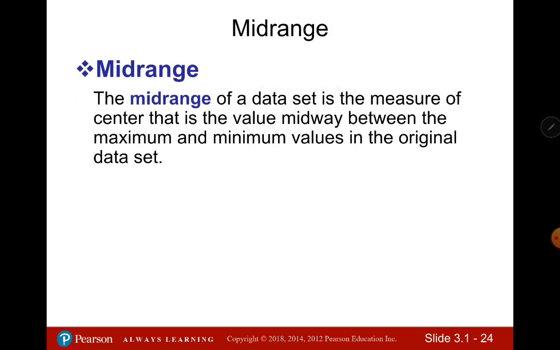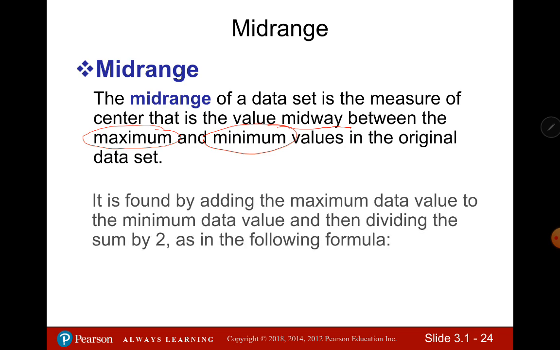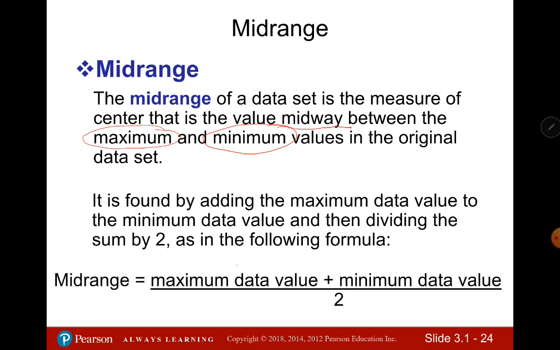Okay, next one is called midrange. The midrange just uses 2 values. It measures the center, or we call it the midway between 2 values, the minimum and maximum. We just pick 2 values out, the largest number and the smallest number, then try to get the midway. So how can we get the midrange? We only need the maximum value plus the minimum value, then divided by 2. This is called midrange.